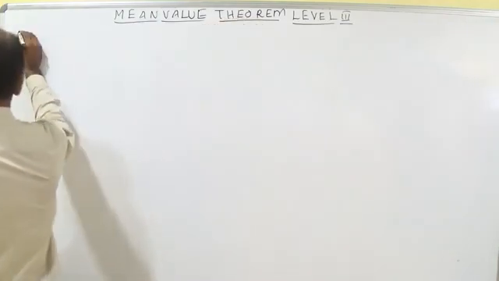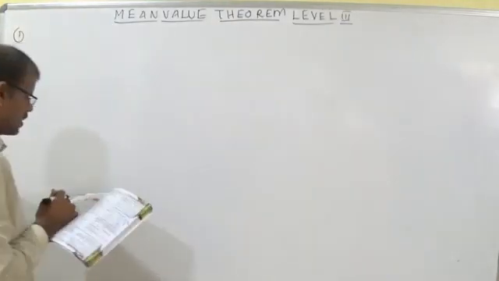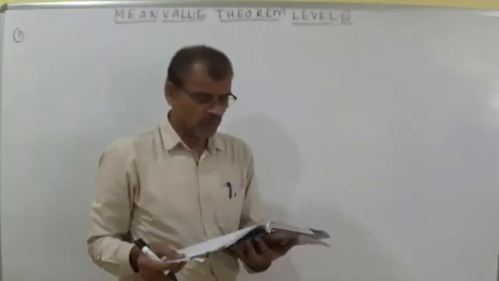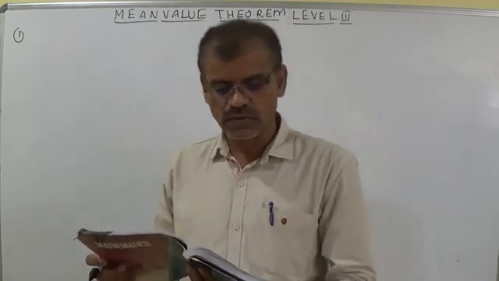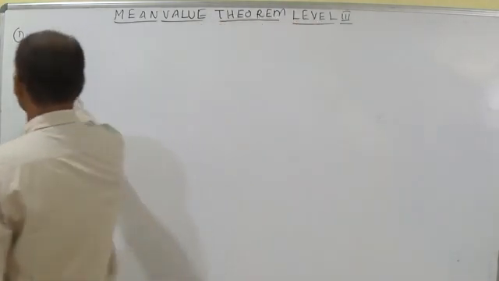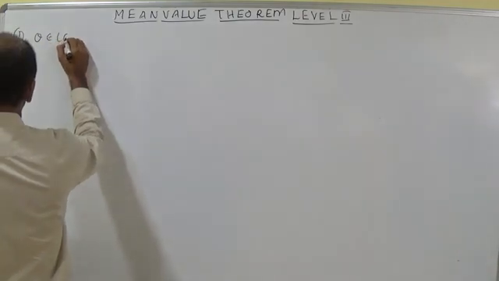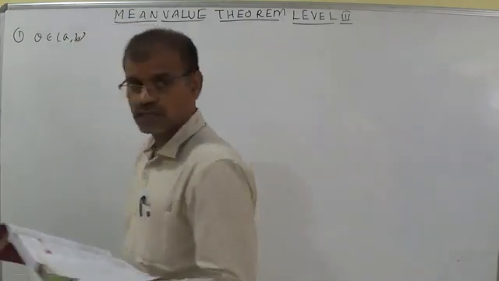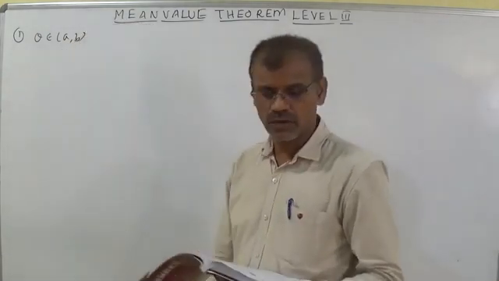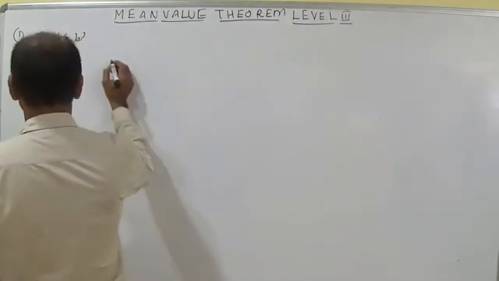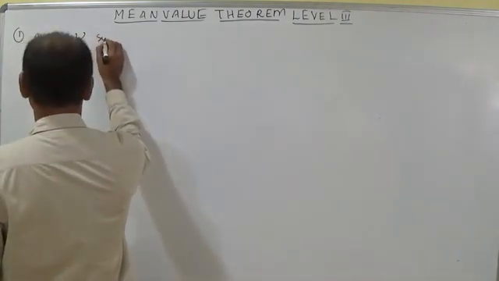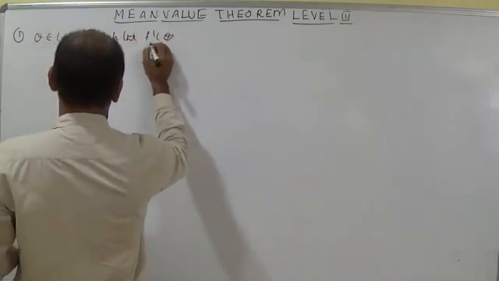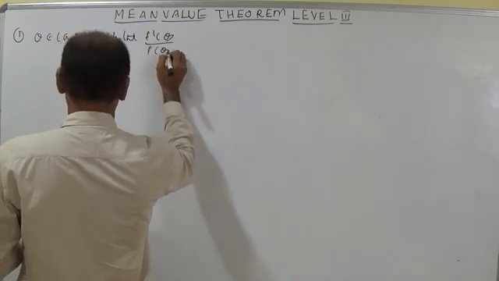Let us discuss the first question in level 3. Let f of x be a continuous function on the closed interval a comma b and differentiable on the open interval a comma b. It is given f of x not equal to 0 for all x belongs to a b, then there exists theta belongs to the open interval a comma b such that, you should calculate the value of f dash of theta by f of theta.